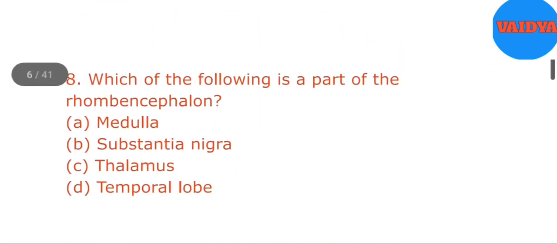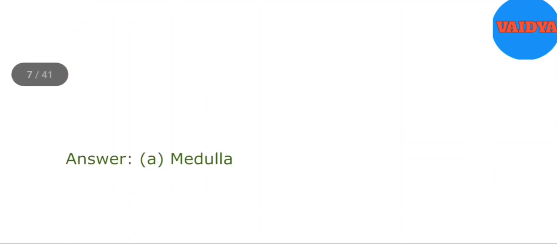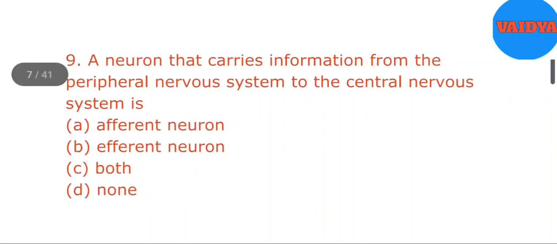8. Which of the following is a part of the rhombencephalon? A. Medulla. B. Substantia nigra. C. Thalamus. D. Temporal lobe. Answer A. Medulla.